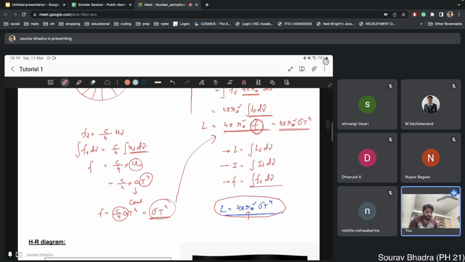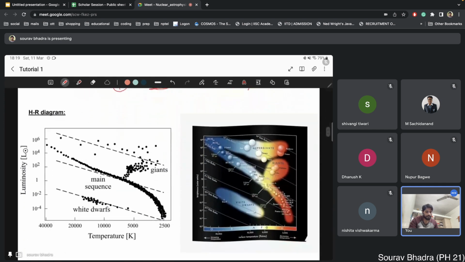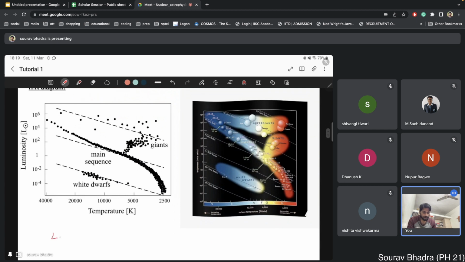Now remembering this, L equals 4 pi r square sigma T to the power 4, which is the luminosity, we will go to the HR diagram. Now coming to the HR diagram, remember, let me write it here also, sigma T to the power 4.